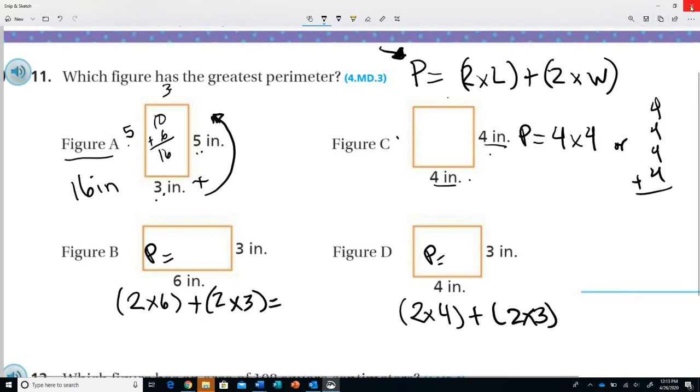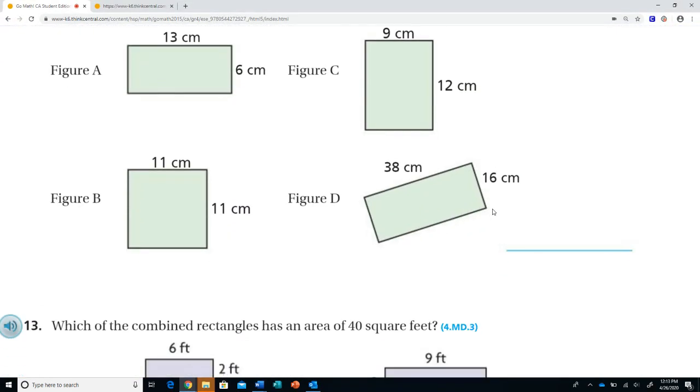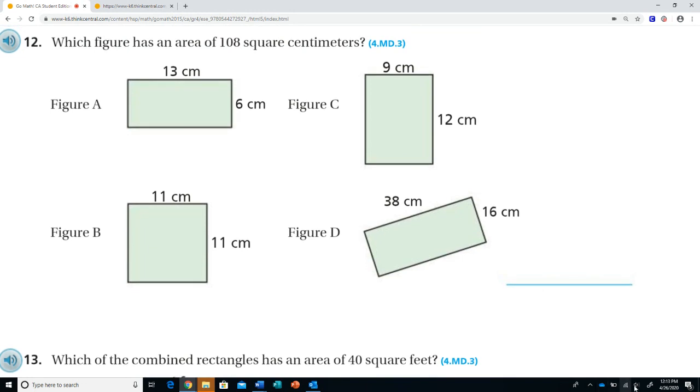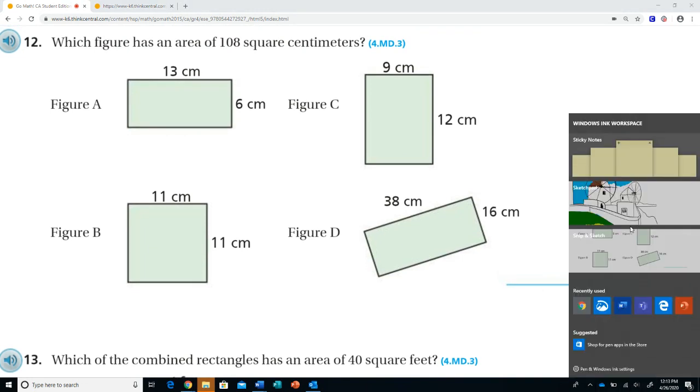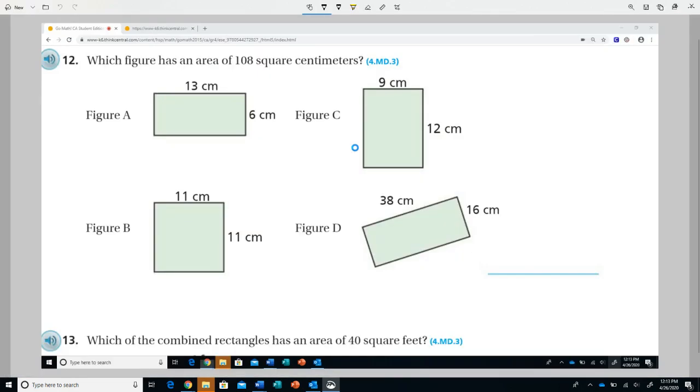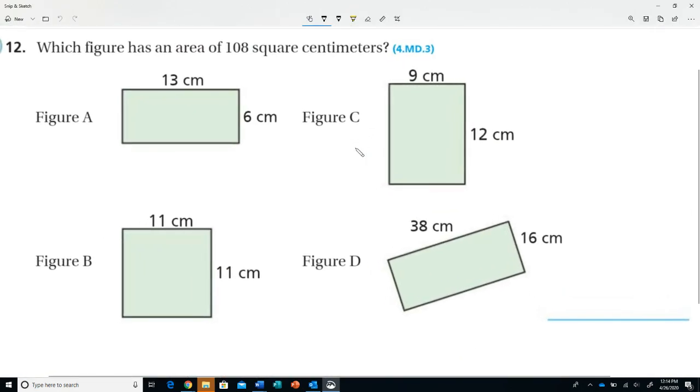So because I only shot one question here, I'm going to close this out. Scroll down to question number 12, and we're going to take a look at what they're asking here. All right. Question 12. Which figure has an area of 108 square centimeters? All right. So what's important here is I'm looking for 108 square centimeters, which looks like this when you write it.